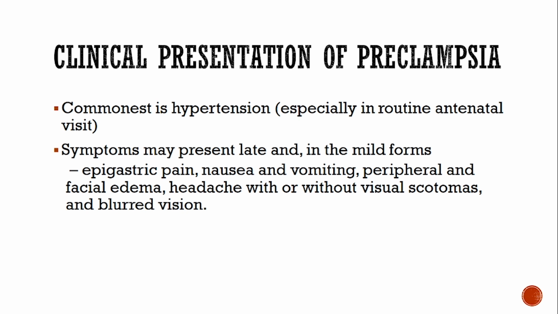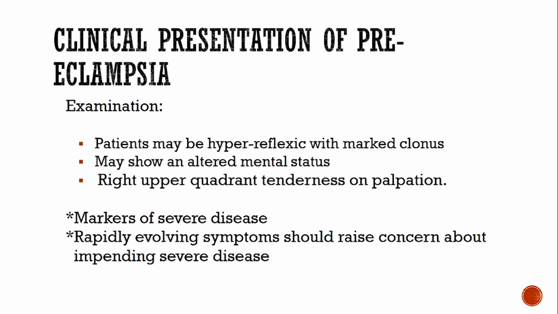The features are epigastric pain, nausea, vomiting, peripheral and facial edema, headache with or without visual scotomas, blurring of vision, or a patient that has severe hypertension, which we have earlier defined as greater than or equal to 160 systolic, greater than or equal to 110 millimeters of mercury diastolic. For the examination of this patient, it's important to note that a patient may have hyperreflexia with marked clonus, again in keeping with preeclampsia.